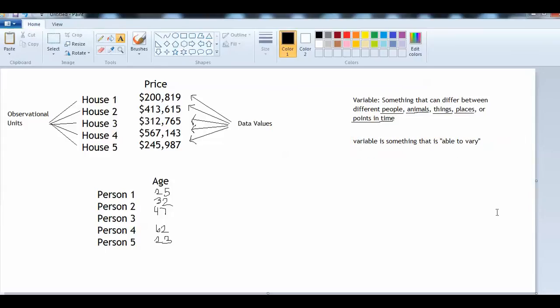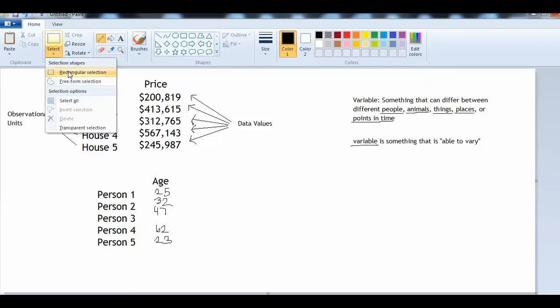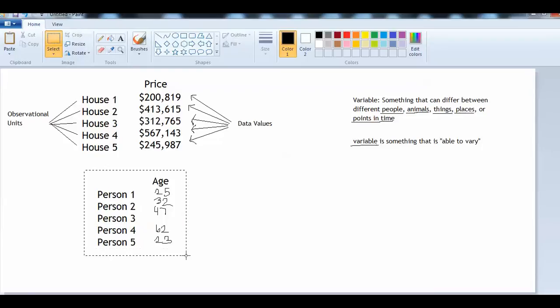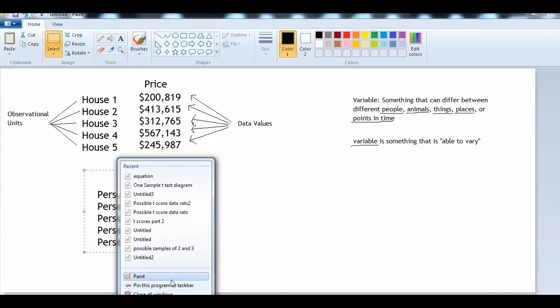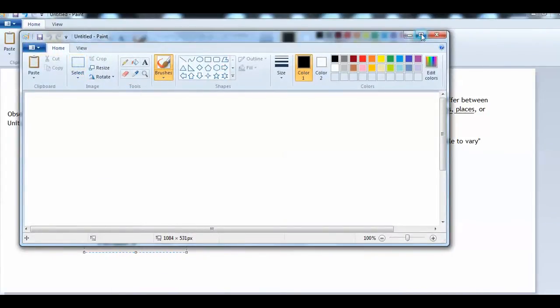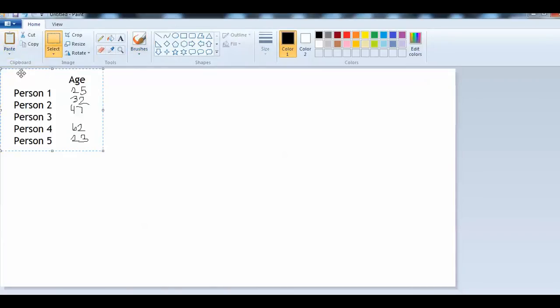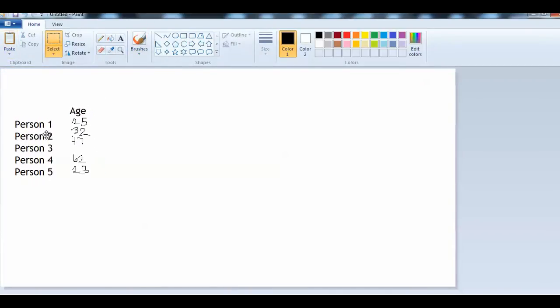And when you're first learning about the meaning of a variable, I think it's easy to confuse it with the idea of a data value, and I'll help you separate the idea of a variable from the idea of a data value. First, let's look at some examples involving people. We'll open up a new page. So I said age is a variable because we can see right here that different people are giving us different ages.